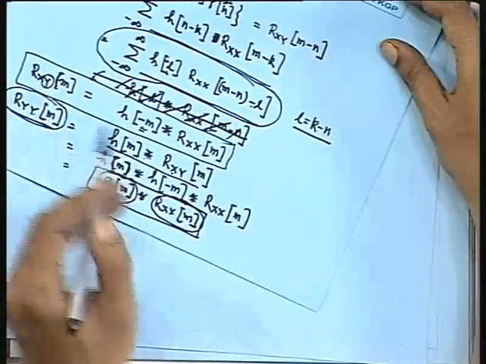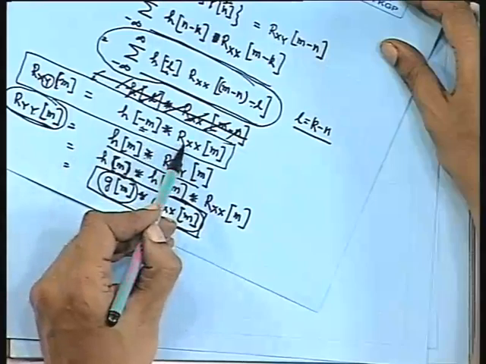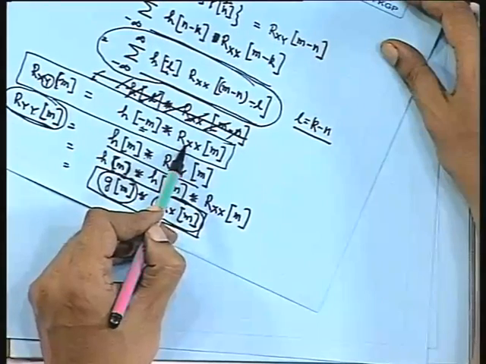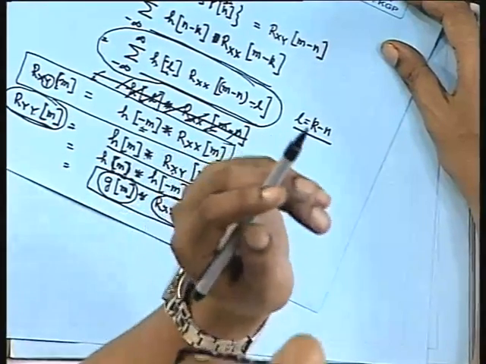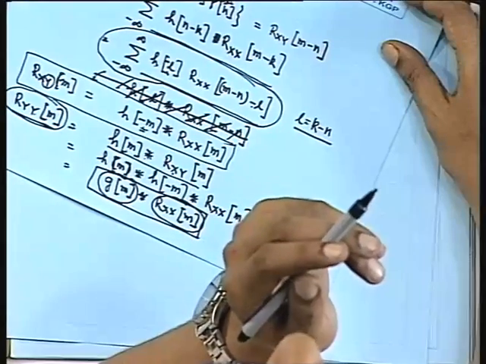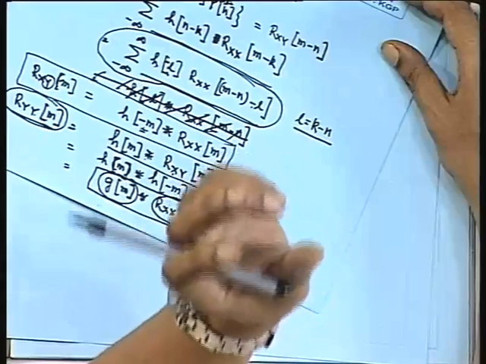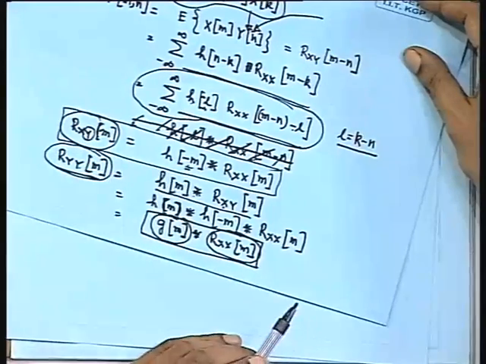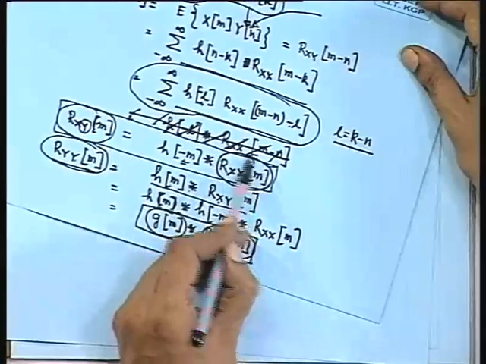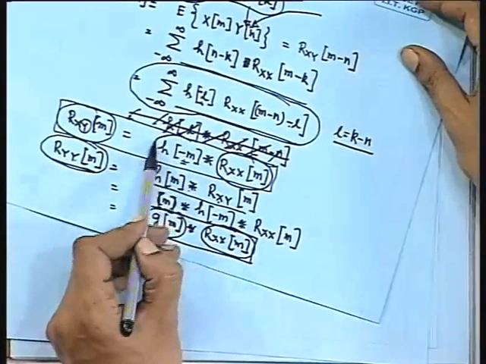From here. See, Rxym is h of minus m into Rxx of m. So we know that if two quantities are related by the convolution integral, then if you take the Fourier transform of those two quantities, it will be a product that we know. So the Fourier transform of this is going to be the Fourier transform of this multiplied by the Fourier transform of this.